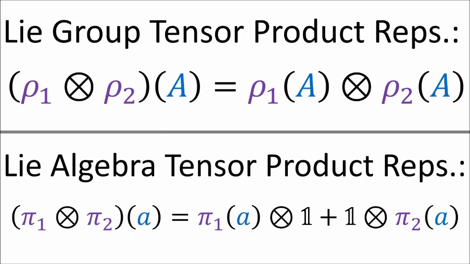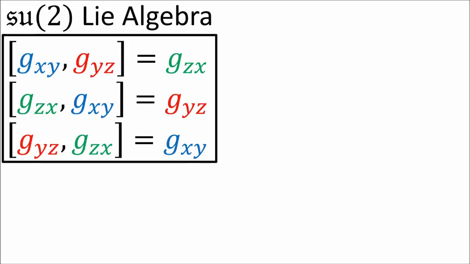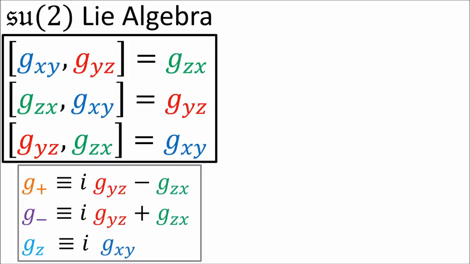So these definitions work for any pair of Lie group representations and their Lie algebras. But let's get back to the specific case of the SU2 Lie group and the SU2 Lie algebra. Let's see what happens when we apply these rules to the case of a pair of spin 1/2 SU2 representations. Recall, the SU2 Lie algebra is defined using these commutation relations of three generators. And the raising and lowering operators and eigenvalue operator are defined like this.